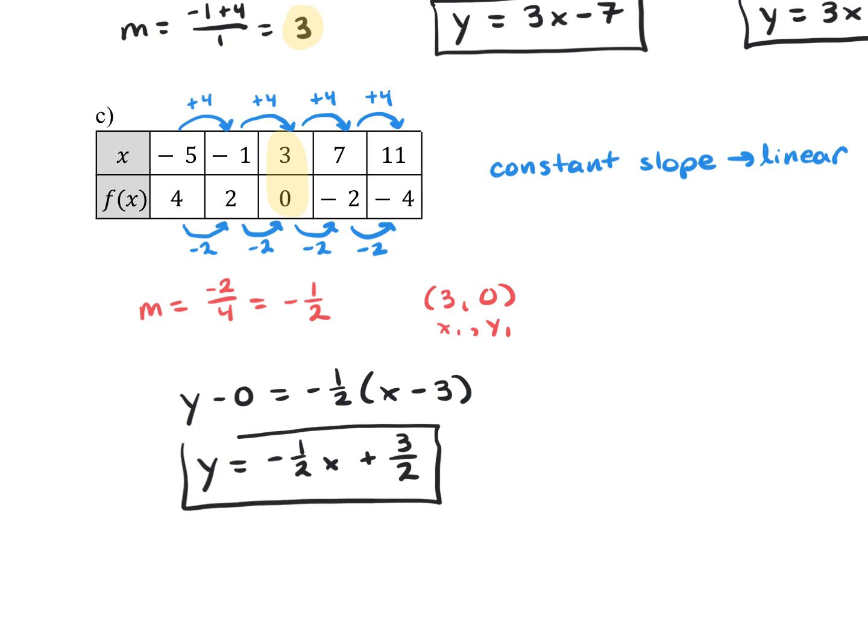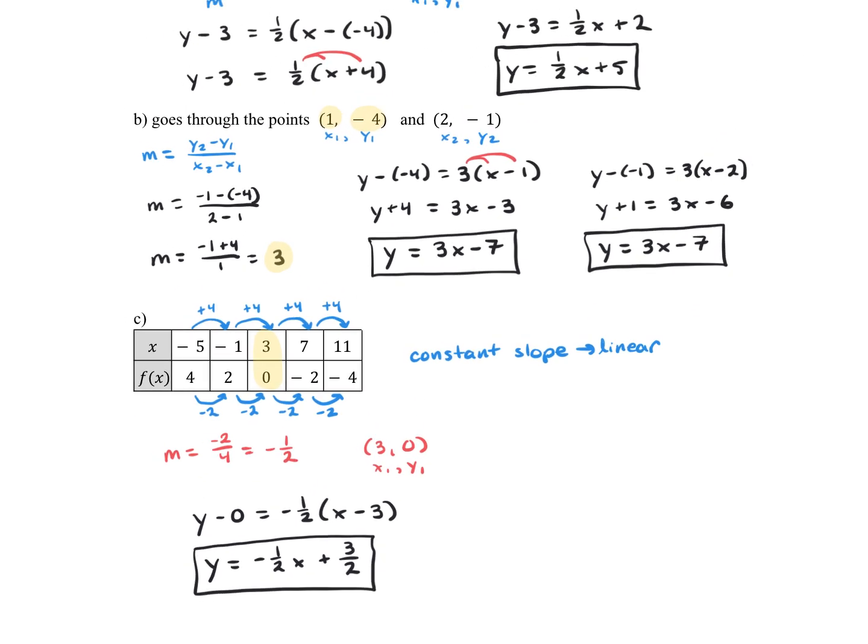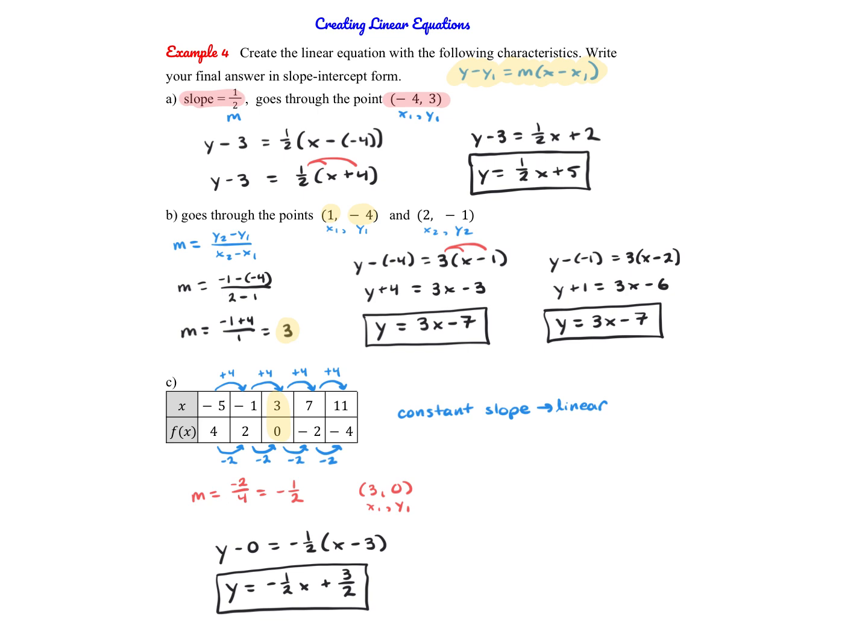And again, you could have used any xy coordinate from that table, and you would end up with the same exact answer. So here, this is kind of 3 different scenarios that we were given, and each time we were able to create the linear equation for our function using that point slope form.